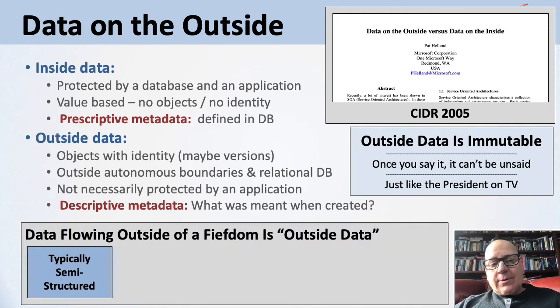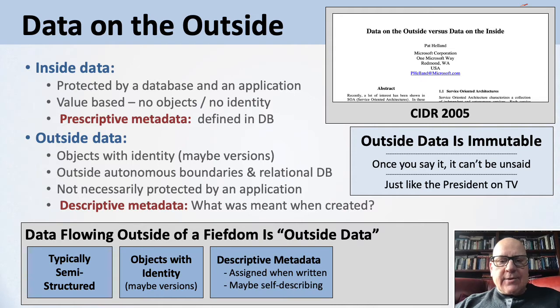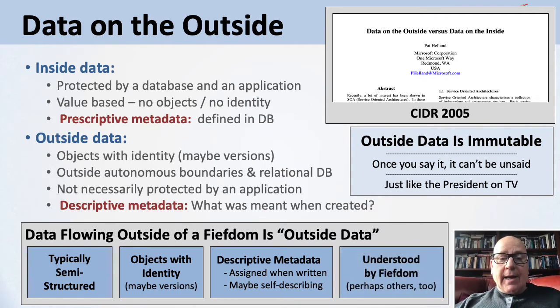Now, data flowing outside of a fiefdom is outside data. It is typically semi-structured, not relational. That's very common. It's objects with identity and maybe versions. It has descriptive metadata. The description of the shape and the form of the data happens at the time the data is written. And it may be self-describing, may point to another description, but it is describing, not prescribing the shape. And it is understood by the fiefdom and probably understood by outsiders because that's important if it's flowing back and forth between inside and outside.